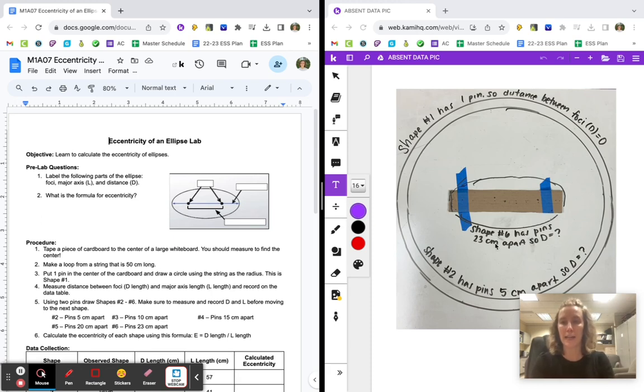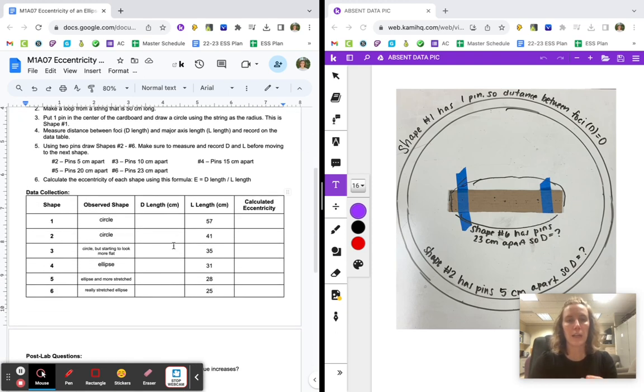Even though I'm using the same loop of string, I now have 2 focal points. Then I drew my last shape, shape number 6. And you'll notice that the pins had to be 23 centimeters apart. So they are very stretched. They were nearly on the edges of my piece of cardboard. So when I went to draw my shape, that's why it's a little bit funky. It's very stretched out. Okay, so the pins are 23 centimeters apart here. So if I was looking for capital D, or the distance between them, I would need to write 23 there.